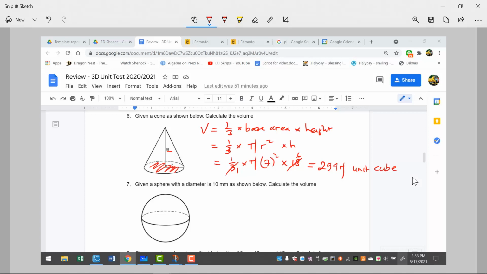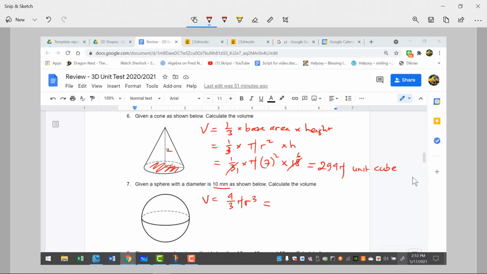And the next one is number 7. Given a sphere with a diameter of 10 millimeters shown below, calculate the volume. So this is a different one. As we have previously learned about prism and pyramid, the prism is base area times height, and the pyramid is the base area times height and then divided by 3. But this one is a little bit different. So the volume of a sphere is 4/3 pi r cubed. You can just see the formula, and you can just put it there.